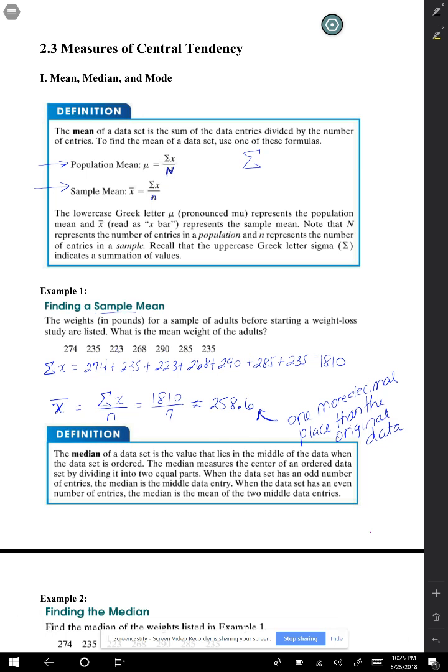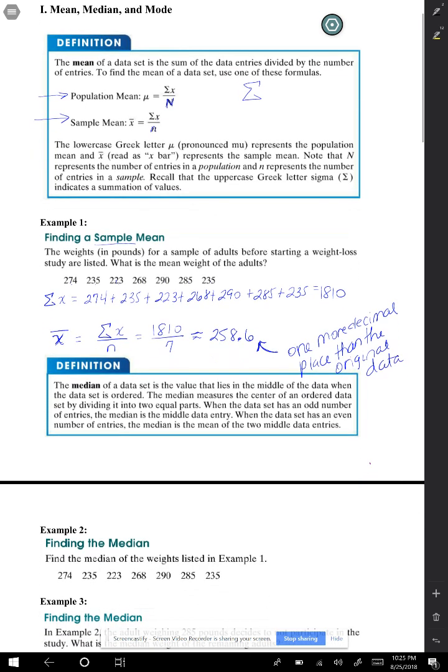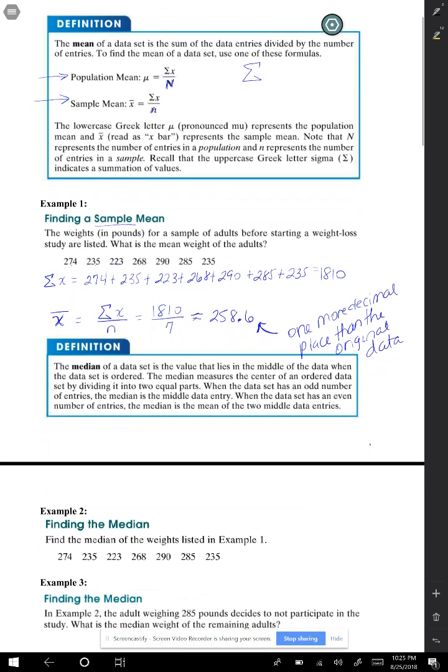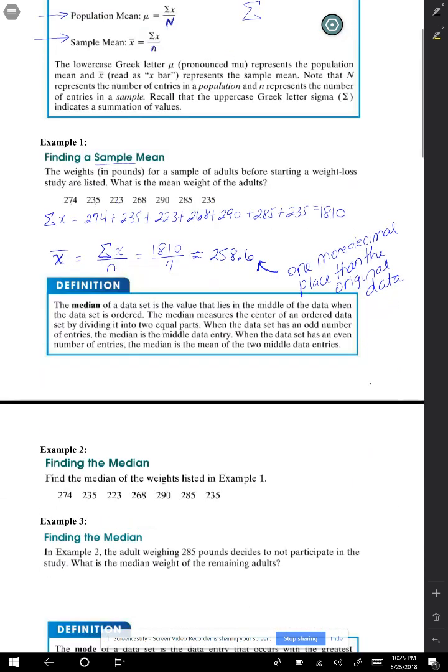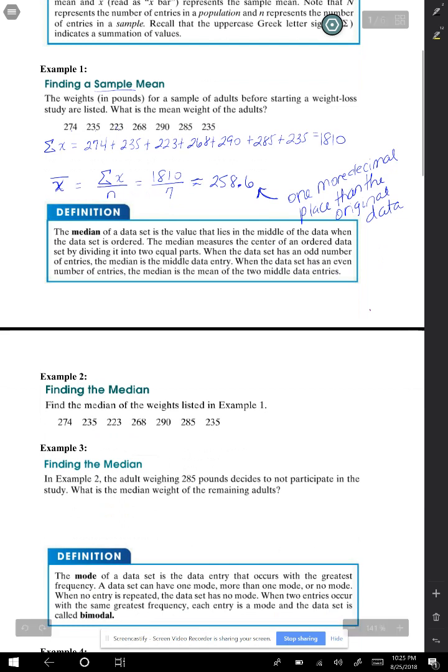The next measure we're going to look at is median. And the median of a data set is the number or the entry that lies in the middle after you put the numbers in order. And I'll show you an example where you have an odd number of entries and then what you do if you have an even number of entries.